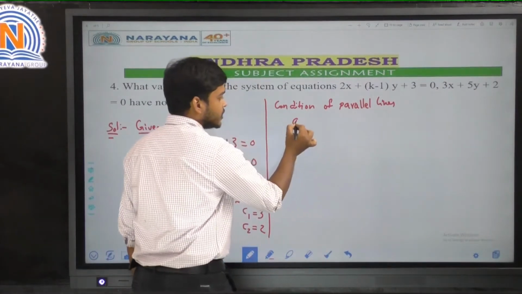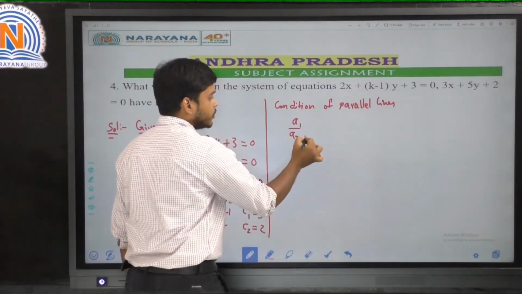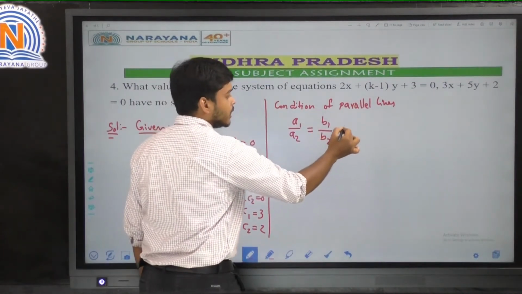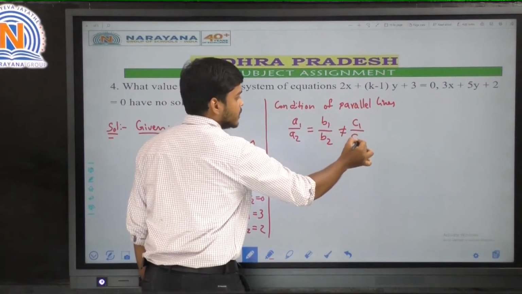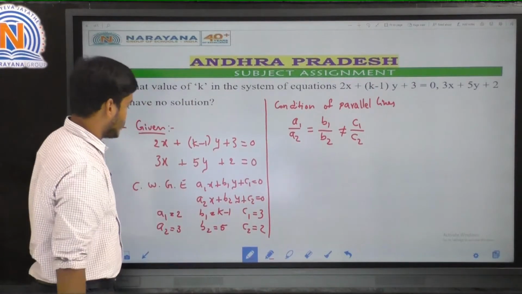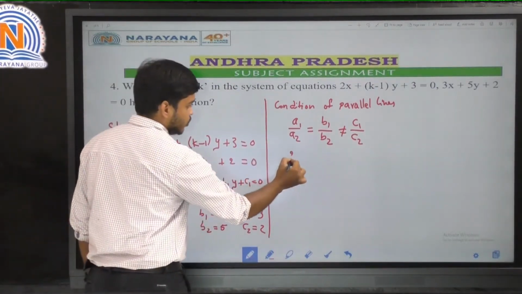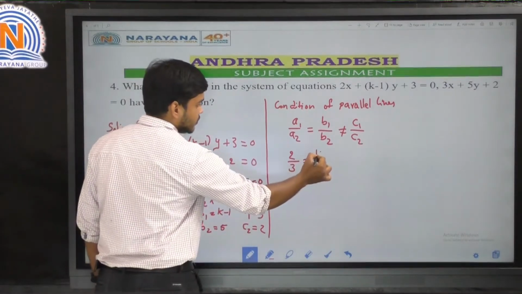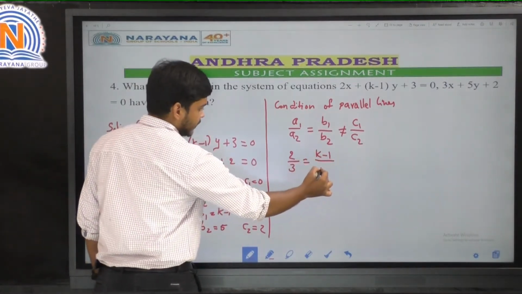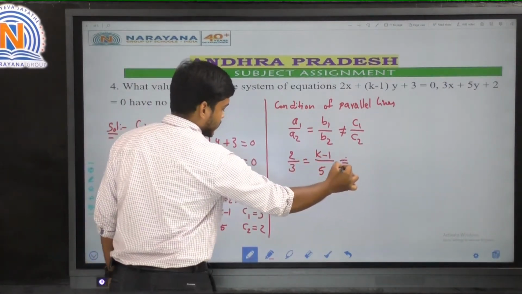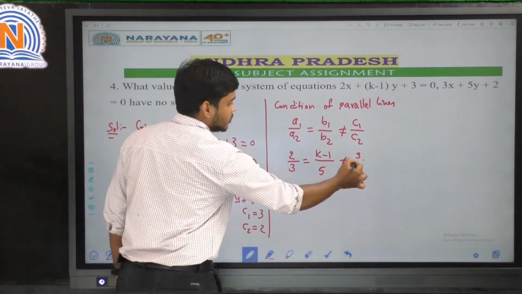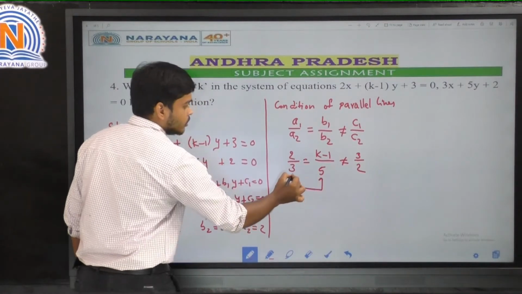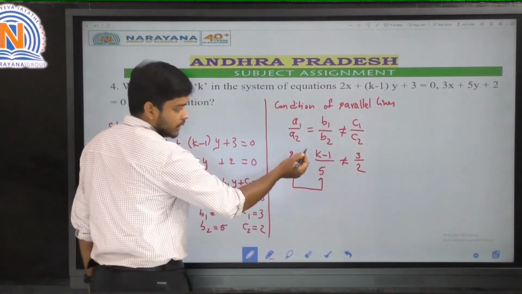So what is the condition? a1 by a2 is equal to b1 by b2 not equal to c1 by c2. Substituting the coefficients in that condition: 2 by 3 is equal to k minus 1 by 5, which is not equal to 3 by 2. I am comparing these two ratios. Now I will get a k value.